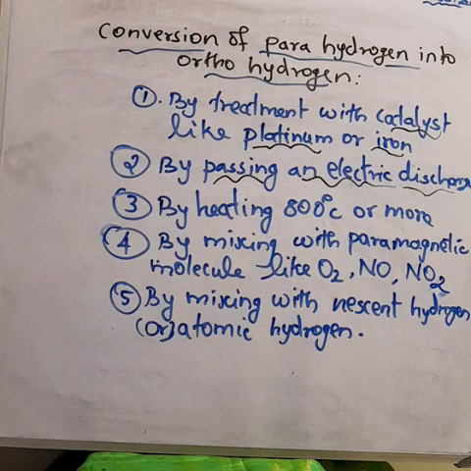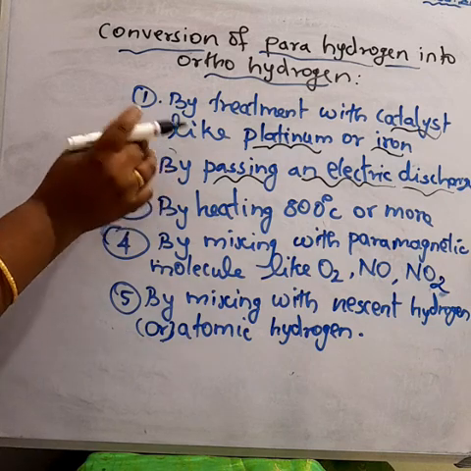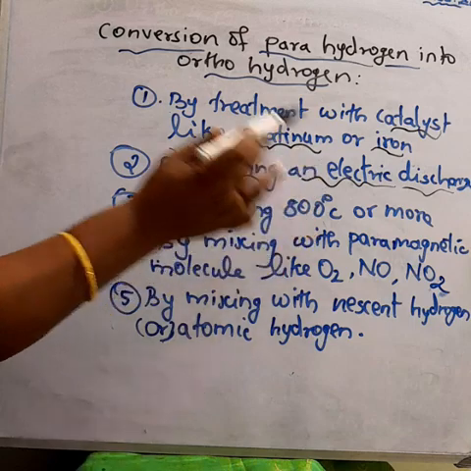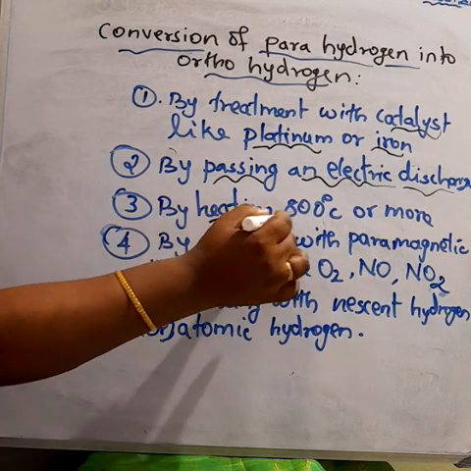I already told you, when temperature is changed, the para form can be converted to the ortho form. So when we apply an electrical discharge, we can convert the para form into the ortho form. What is the third point? By heating to 800 degrees Celsius or more.